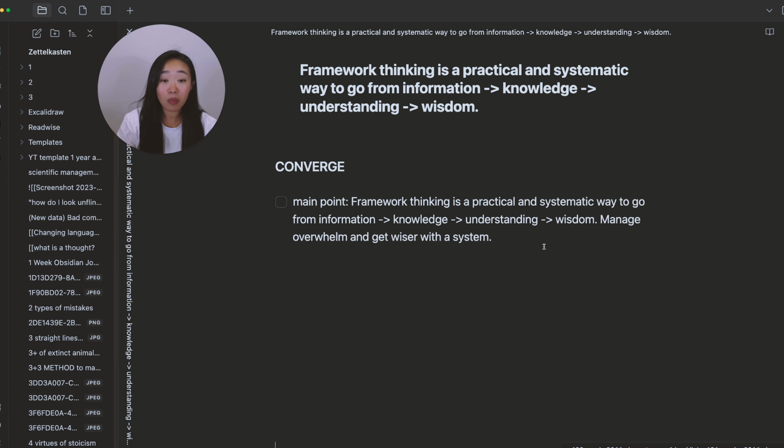First one, the main point. Framework thinking is a practical and systematic way to go from information to knowledge to understanding to wisdom. It manages overwhelm and gets you wiser with a system in place. To me, that's the main point that I want to make in my course.